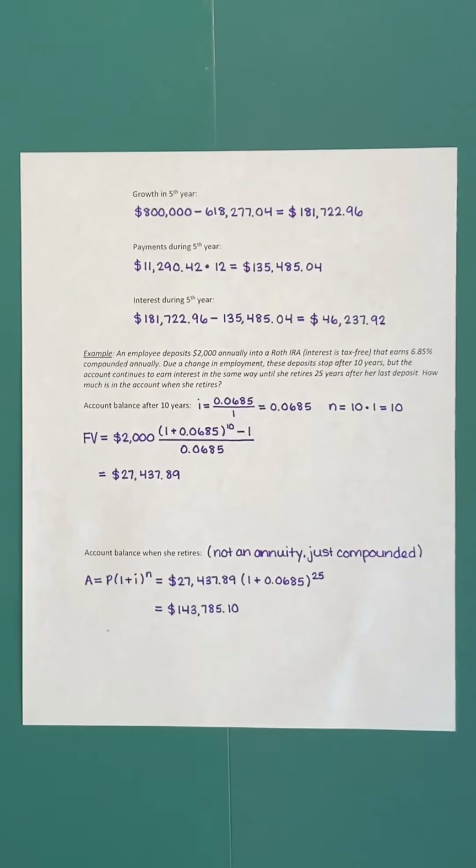Because we have more money in the account in that 4th to 5th year than we did in any of the previous years, we will earn the most amount of interest in that last year, because again, we have the highest amount of money in the account. So that's going to be the interest during the 5th year.